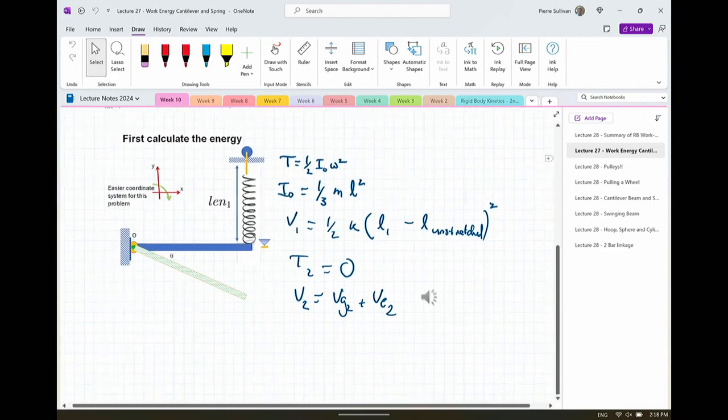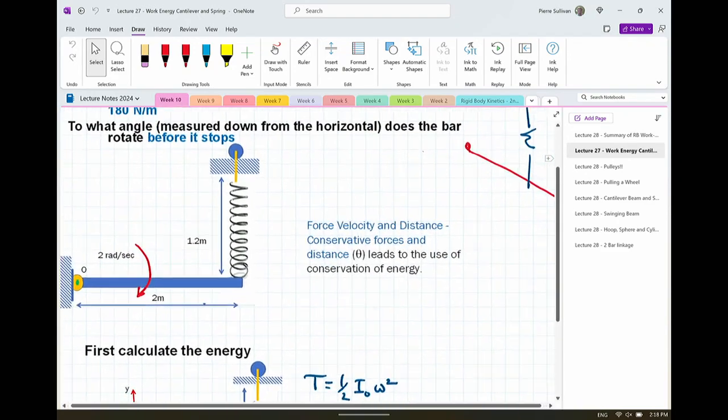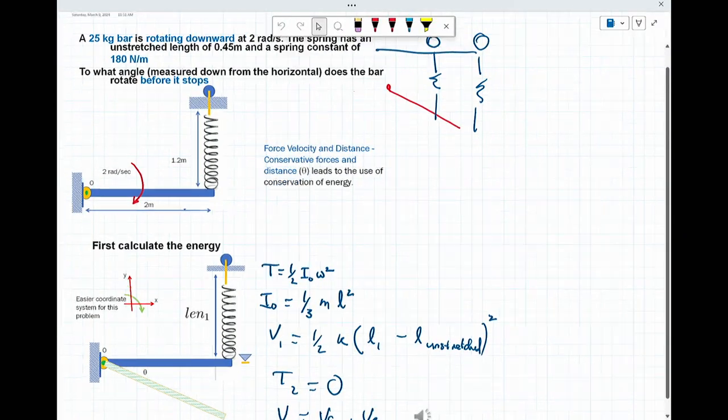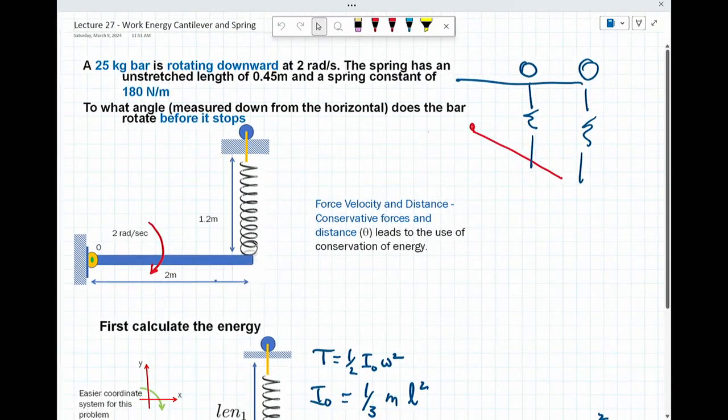So where we left off last time, I have a 25 kilogram bar rotating downwards at 2 rad per second. Spring has an unstretched length of 0.45 meters and a spring constant of 100 kilonewtons per meter. To what angle measured down from the horizontal does the bar rotate before it stops?